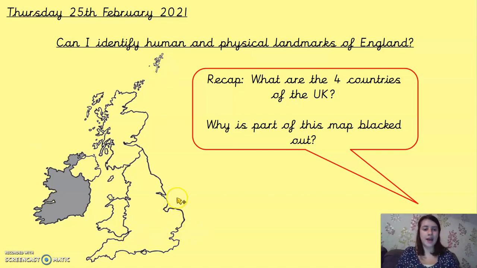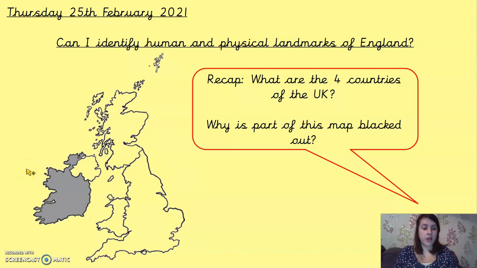So as a little recap from the geography that we've done so far this year, on the screen there is a map of the UK. Now, what are the 4 countries of the UK and why is part of the map blacked out? What I want you to do is see if you can write down the 4 countries and explain why part of the map is blacked out. Pause the video and then come back when you're ready.